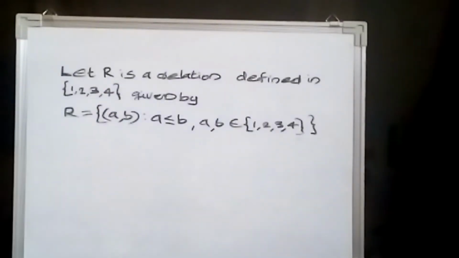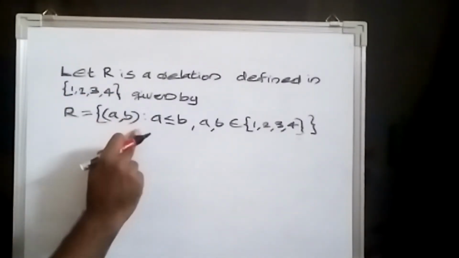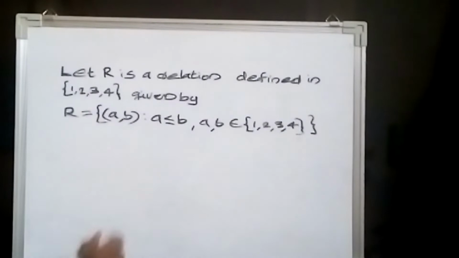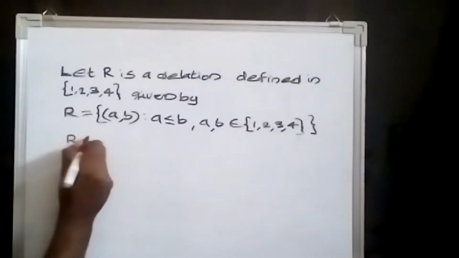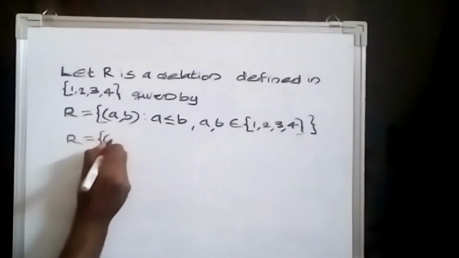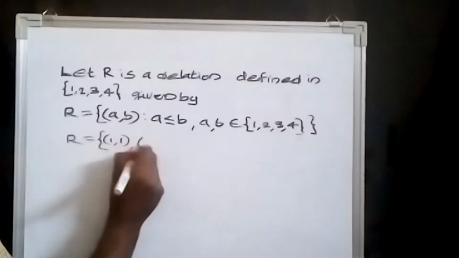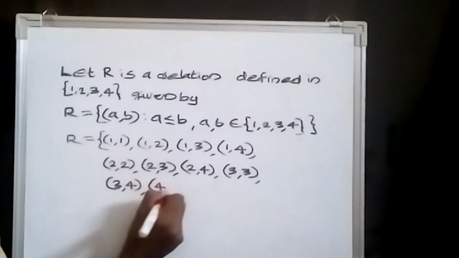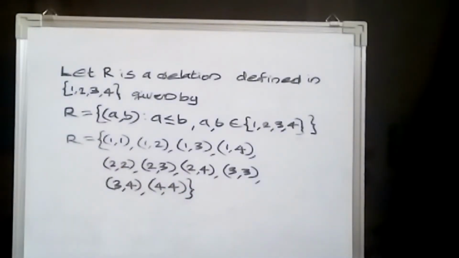Let R be another relation in the same set given by R equal to the set of all (a, b) such that a is less than or equal to b. We can write this relation in roster form as R equal to... We have to write all the elements of this set. Since 1 is less than or equal to 1, (1, 1) is an element of the set, and (1, 2), since 1 is less than or equal to 2, and so on up to (4, 4), since 4 is less than or equal to 4. Thus, there are 10 elements in the set R.